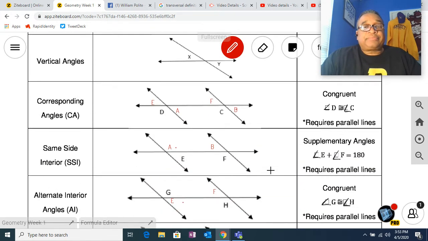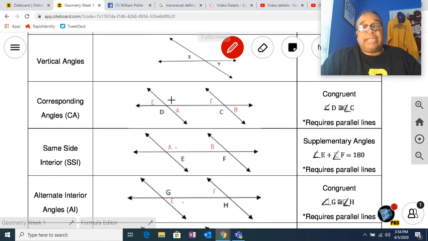I added these for corresponding angles. We're going to refer to that as CA, corresponding angles. And that means like D and C here. They're on the same side of the transversal, and they sit in the same spot in relationship to the parallel lines there. A and B would be corresponding. E and F would be corresponding.